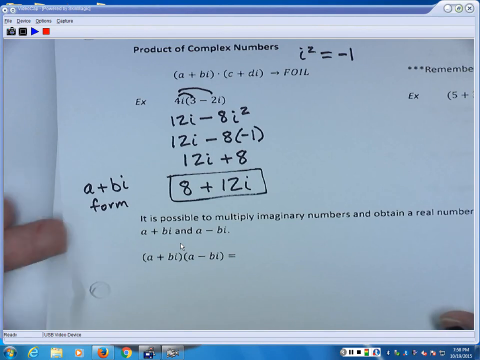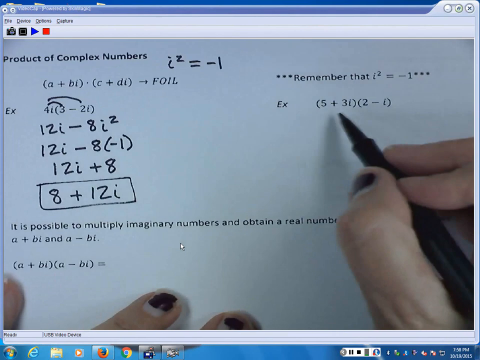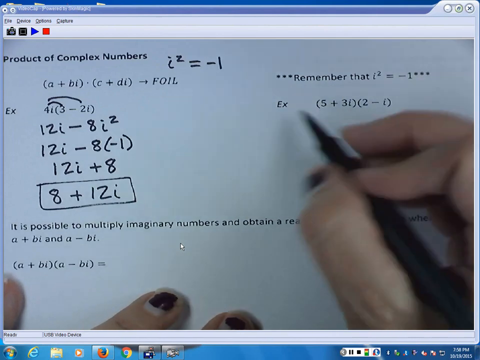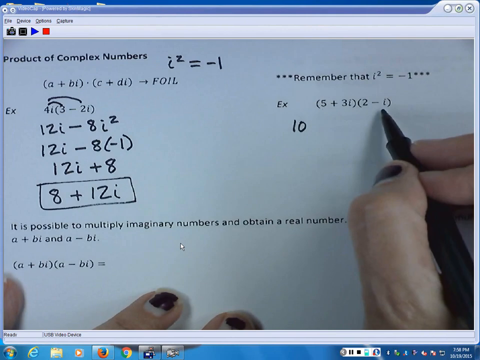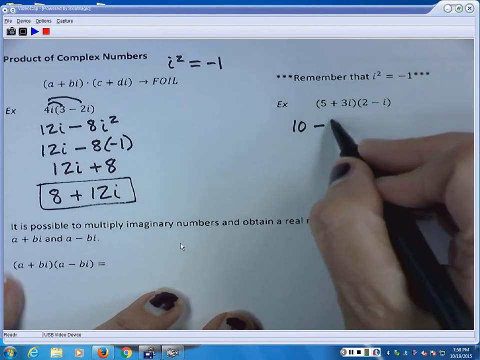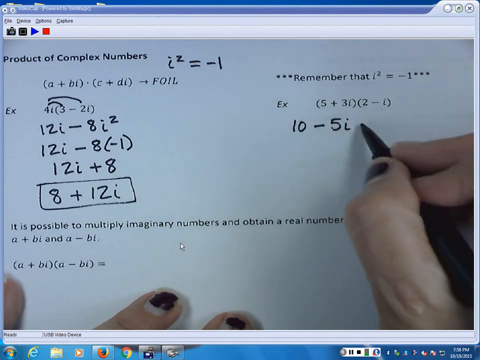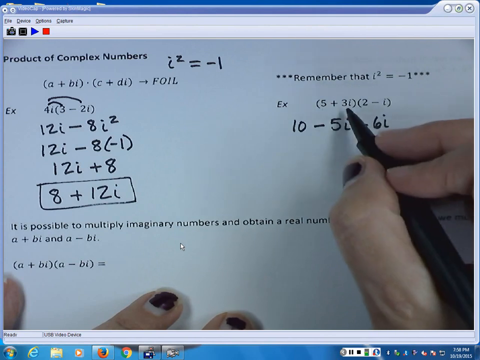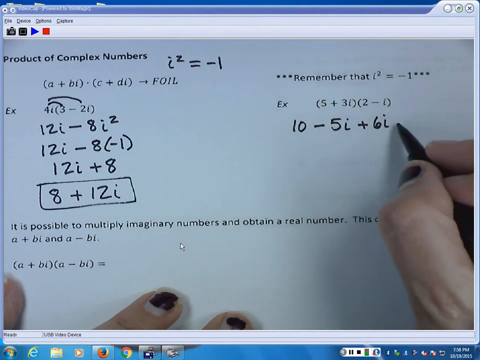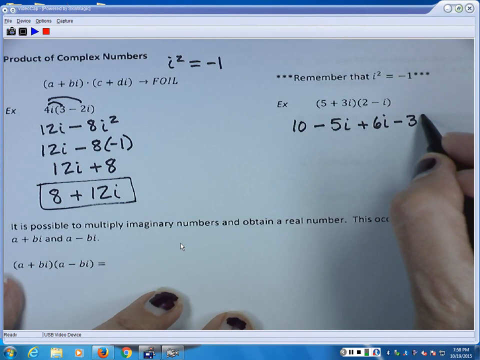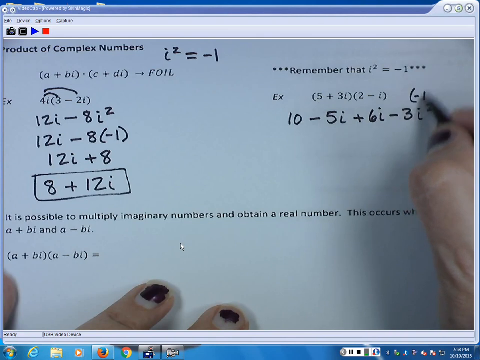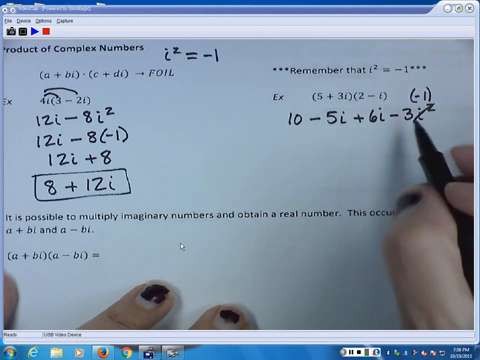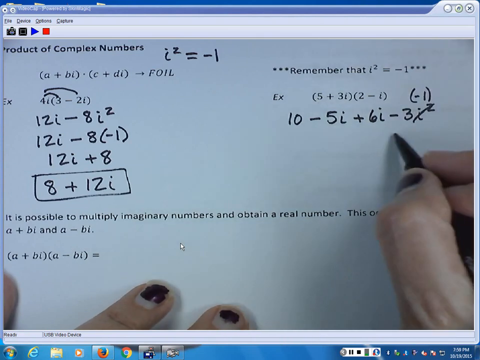So the next example, we're going to FOIL. First is 5 times 2 is 10. Then the outer term is minus 5i. The inner term is plus 6i. And then 3i times minus i is minus 3i squared. Well, our i squared equals minus 1. So minus 3 times minus 1 is plus 3.